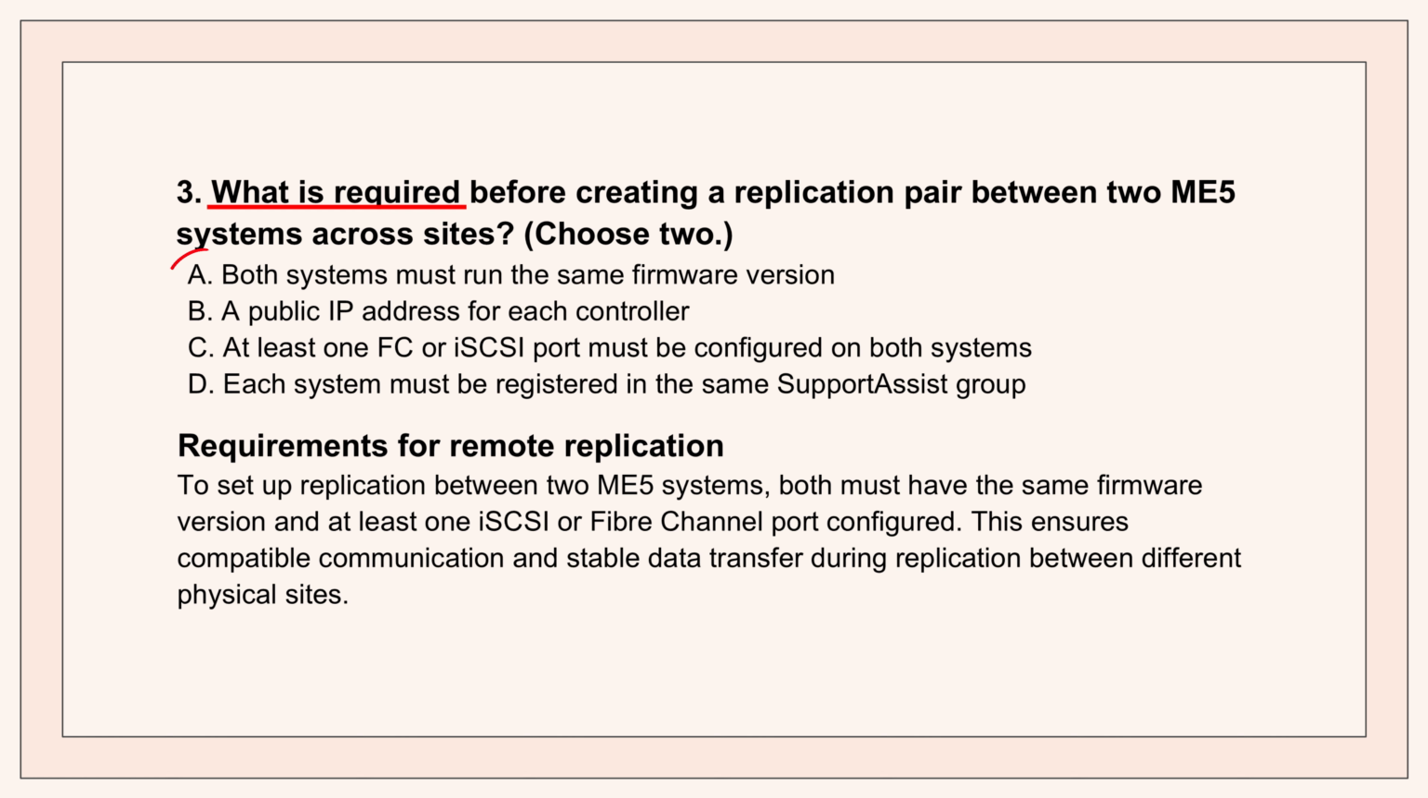Mismatched firmware, no go. Second, you need at least one Fibre Channel or iSCSI port configured and ready on both systems. So, same firmware and configured ports on both ends. Yep, if either of those isn't met, the connection just won't establish. It's like trying to call someone with no phone line connected. Simple checks, but often the first stumbling block.